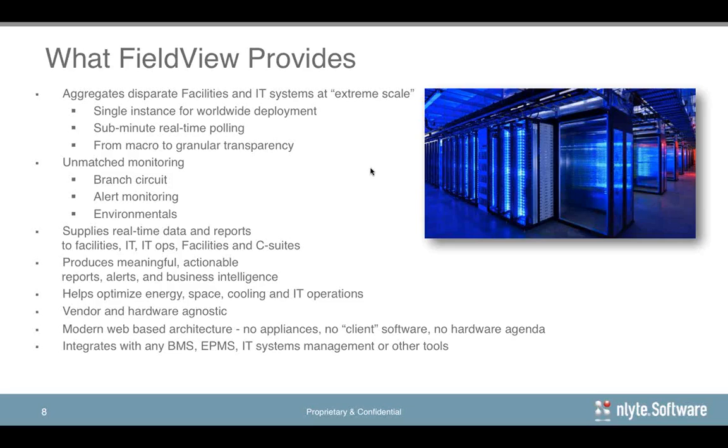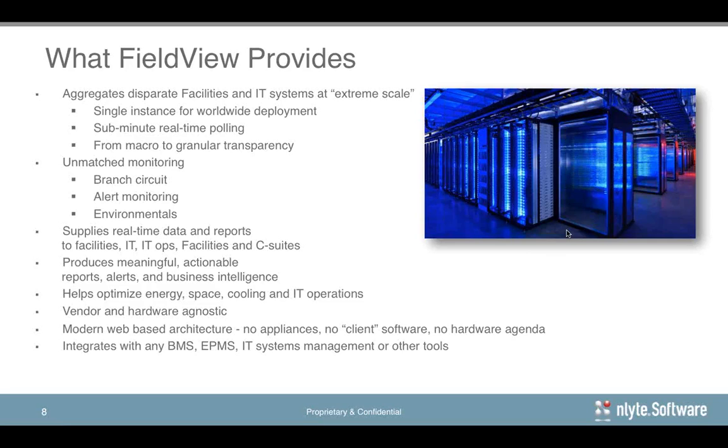On this first slide, what FieldView provides, the first bullet is that it aggregates disparate facilities and IT systems at extreme scale. Let's unpack that a little with these next few bullets. First of all, it's a single instance for worldwide deployment. What that means is you only need one instance of the application to reach out to multiple locations and multiple data centers. One license, kind of a hub and spoke mentality, to reach out and ride a corporate network out to the many facilities that you may have. So again, one license is needed.